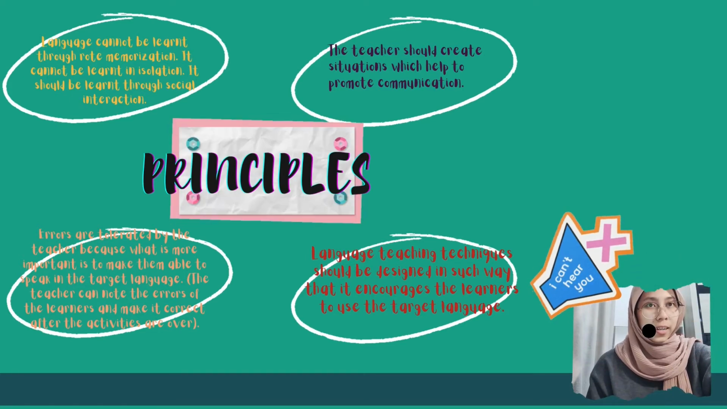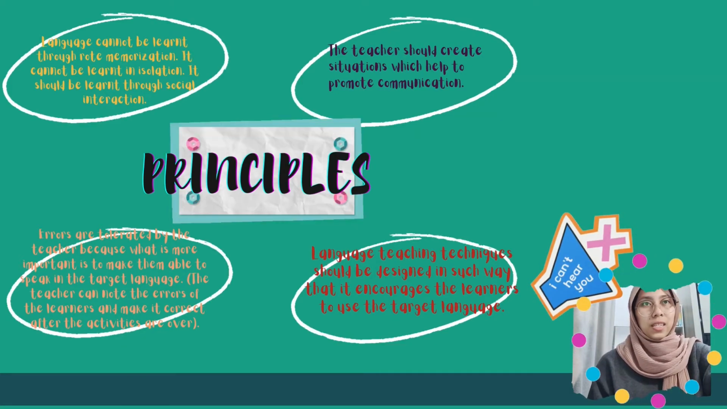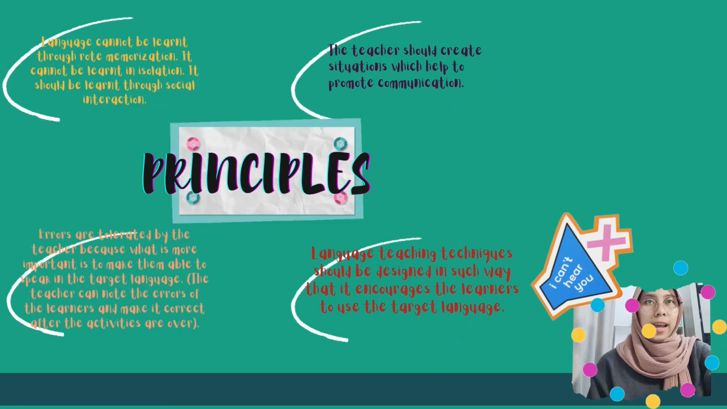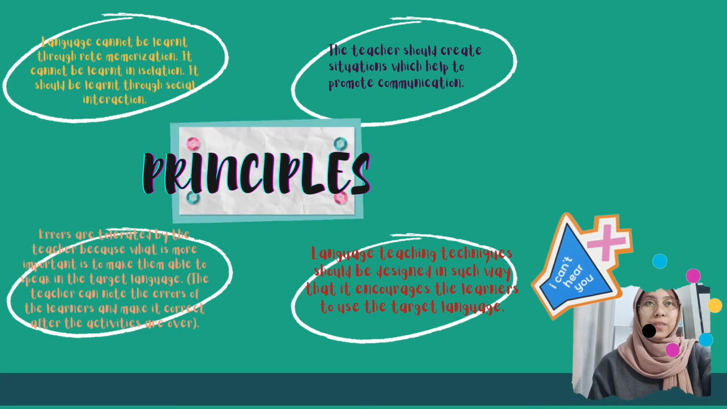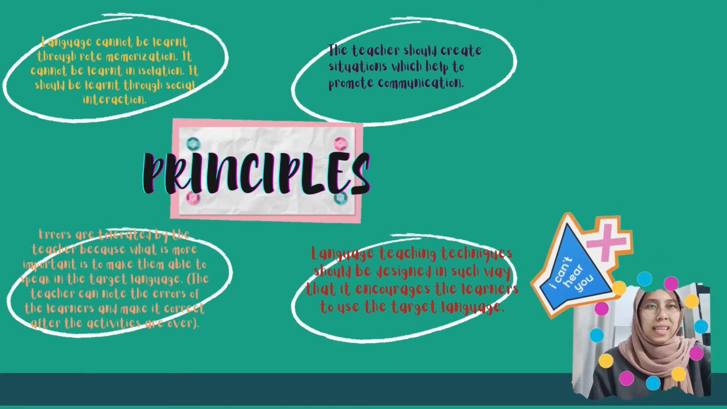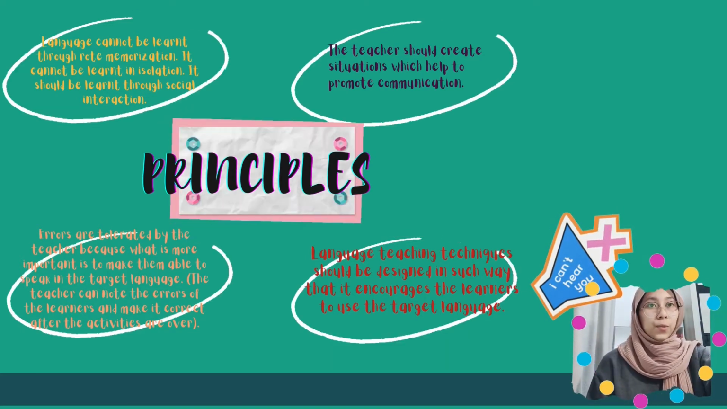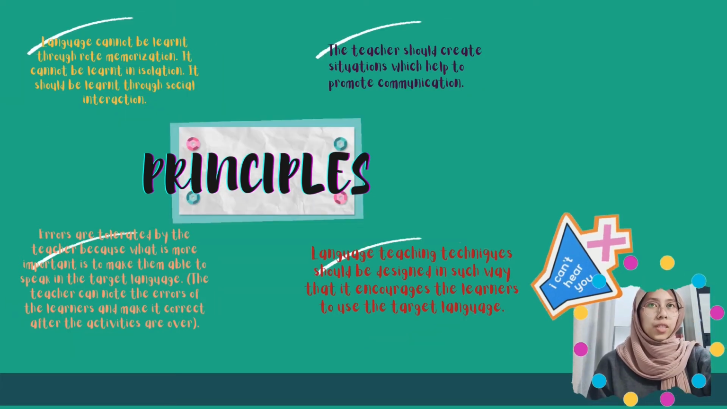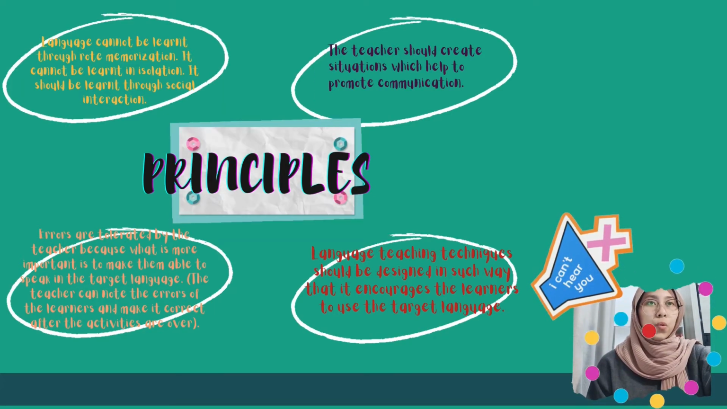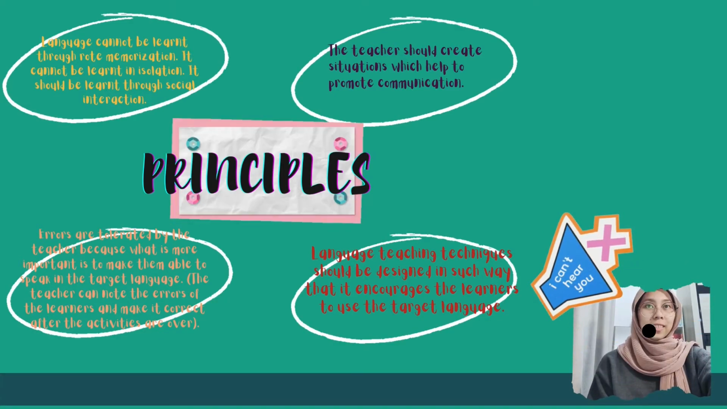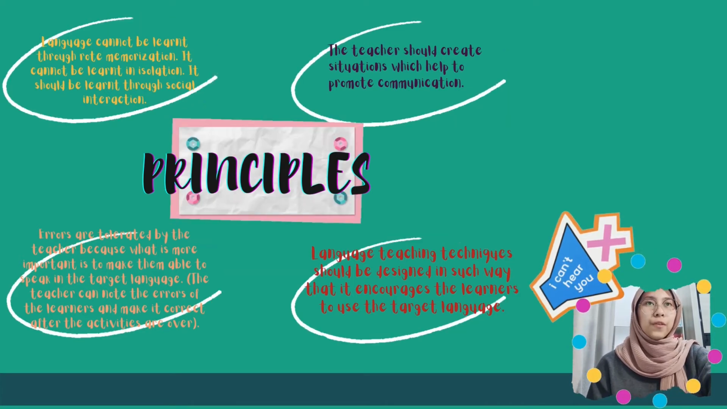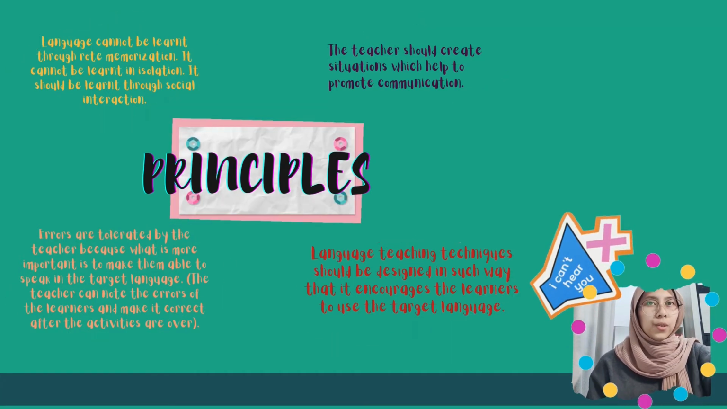So what is rote memorization? Rote memorization describes storing of information in long-term memory through sheer repetition. And it cannot be learned in isolation because it should be learned through social interaction. In order to communicate in target language, there is a need to struggle with language. As what was stated by Richards and Rogers, the target linguistic system will be learned best through the process of struggling to communicate.